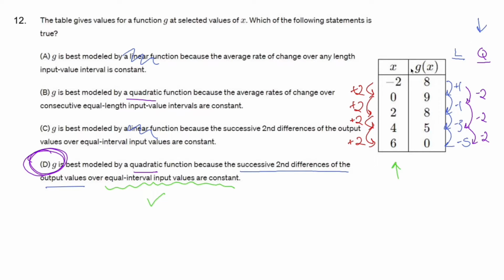Some problems might word it as the rates of change of the rate of change or the second rate of change. Either way, it's going to be this guy because it's the second differences and not the first. The first differences would make it linear. So the answer is D, and hopefully I explained these well enough with minor stuttering.